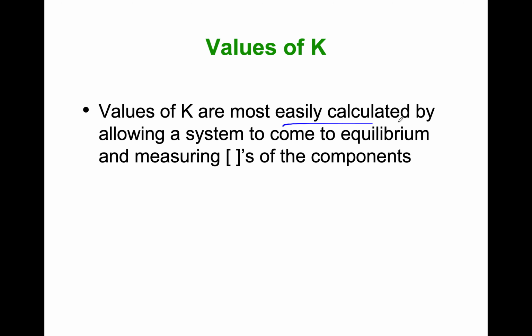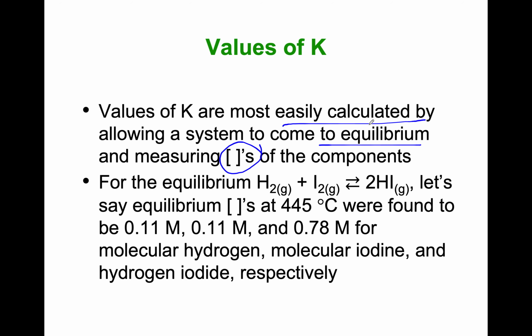So how do we get these numbers then? Okay, well, they're most easily calculated by allowing a system to come to equilibrium and then measure the concentrations. Sometimes that's easier said than done, but let's look at an example. We've got hydrogen, iodine, 2HI. The concentrations are measured, and it's 0.11 molar, 0.11 molar, and 0.78 molar for hydrogen, iodine, and hydrogen iodide respectively. So that's 0.11, 0.11, 0.78.